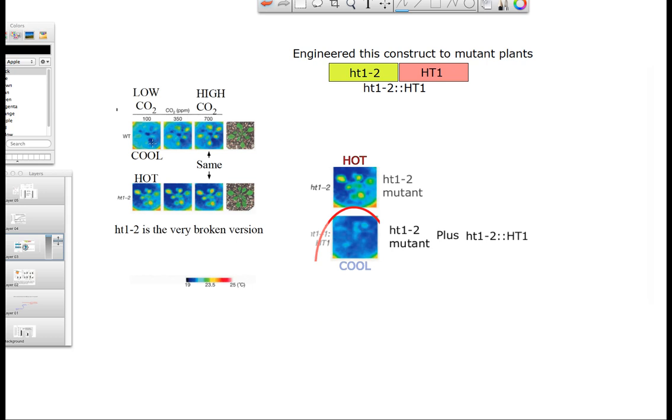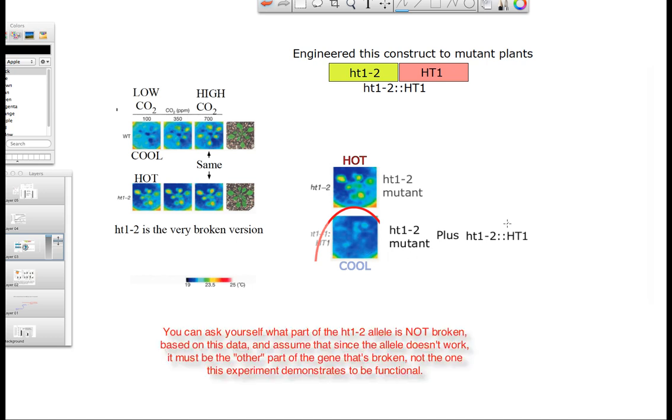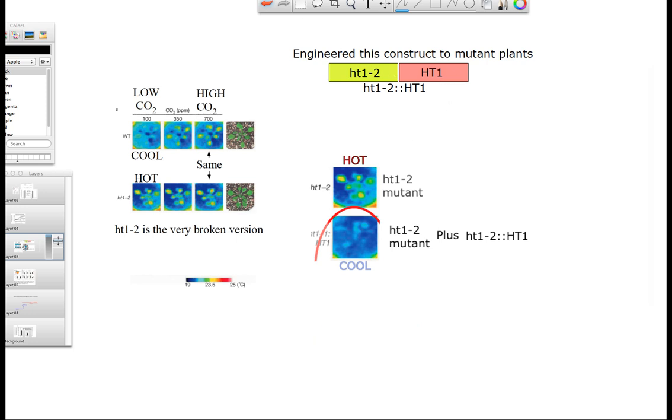So ask yourself, given that if you throw into a mutant plant this construct with a wild-type coding region and an HT1-2 regulatory region, and that restores wild-type function, what part of the HT1-2 mutant allele is broken? Is it the regulatory region or is it the coding region?